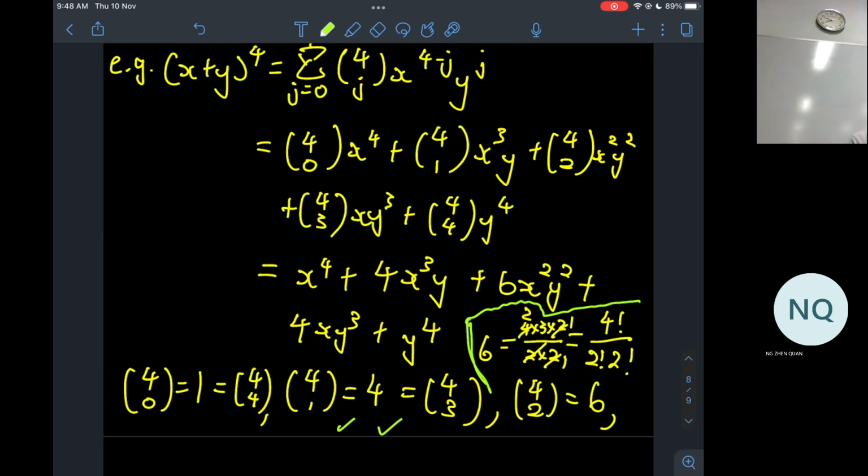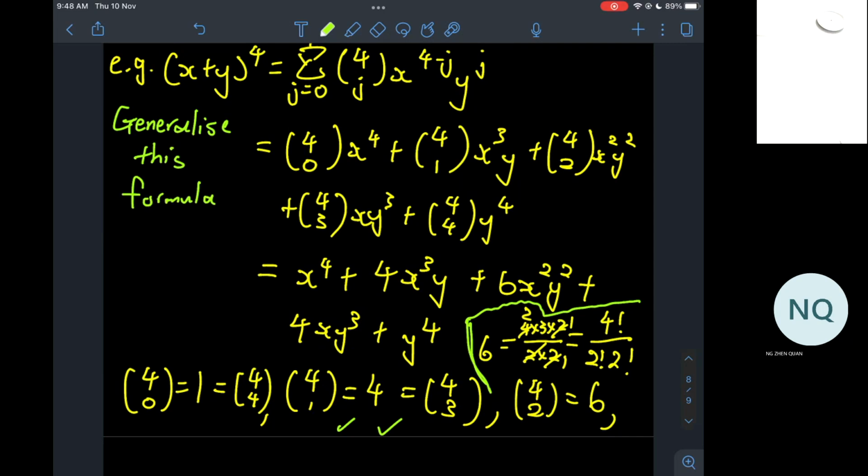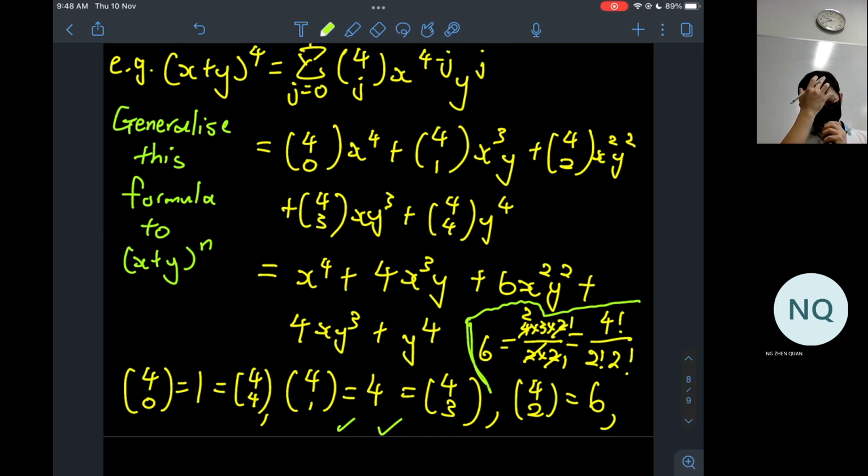The one thing I want you to do is generalize this formula to (x plus y) to the power n. Try to generalize, and I think in the textbook they prove it. After you generalize it, see if it is the same as the textbook, and if you want to see why it is always true, you can go and see the textbook. Otherwise, you have to know how to use this formula.